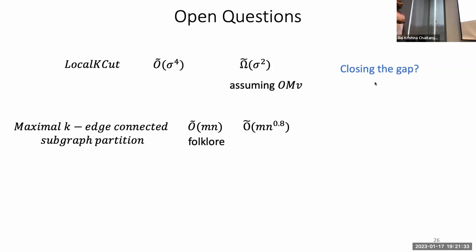The next obvious open question is about the maximal k-connected subgraph partition. This is folklore and this is our algorithm, but why does it have to be 0.8? Why can't it be O tilde m, or is there some good midpoint where we can find upper and lower bounds? That is an interesting open question to work on.